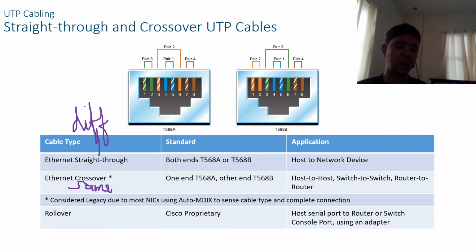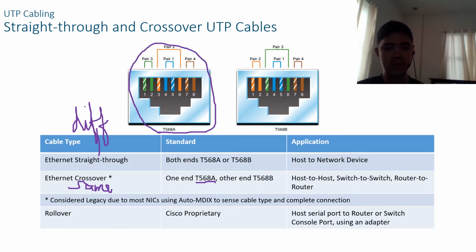To create a crossover, we have these standards designed by EIA TIA. At one end of the twisted pair wire, the arrangement should conform to the T568A standard, and this is the arrangement. On the other end, you use T568B. That is how we create a crossover. For a straight through, if one end is T568A, the other side is the same, T568A also. A rollover is a Cisco proprietary console cable.